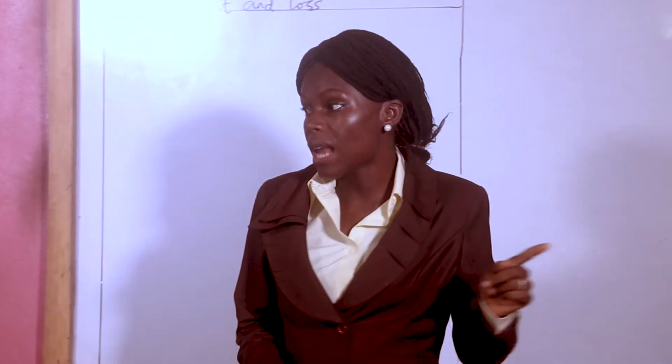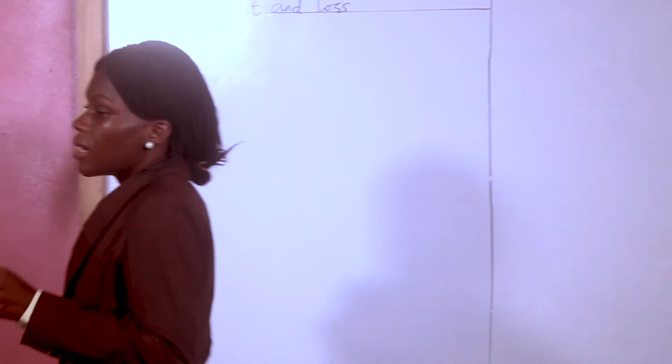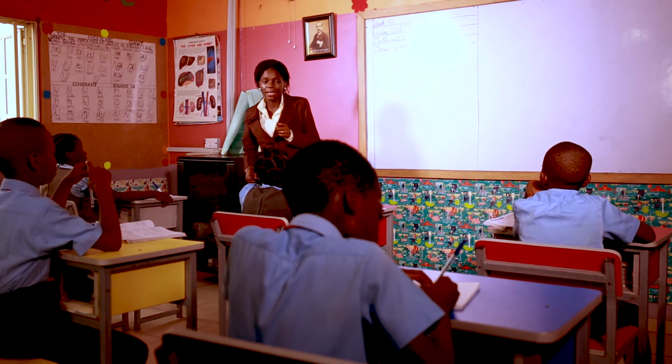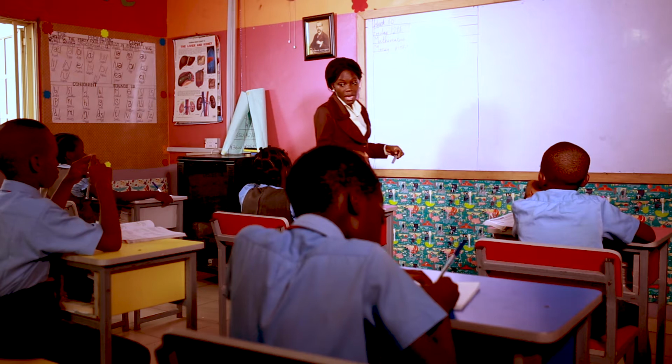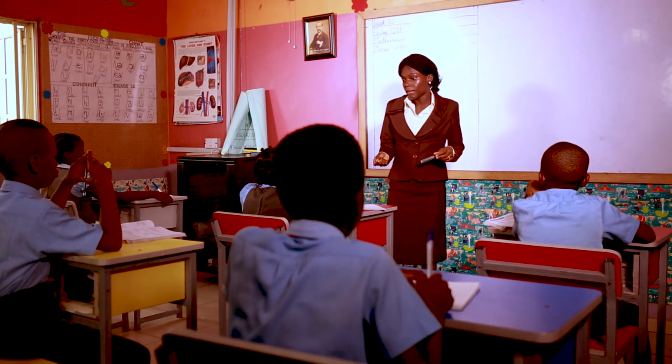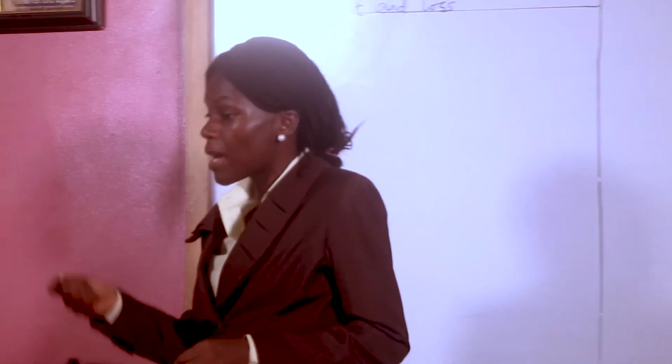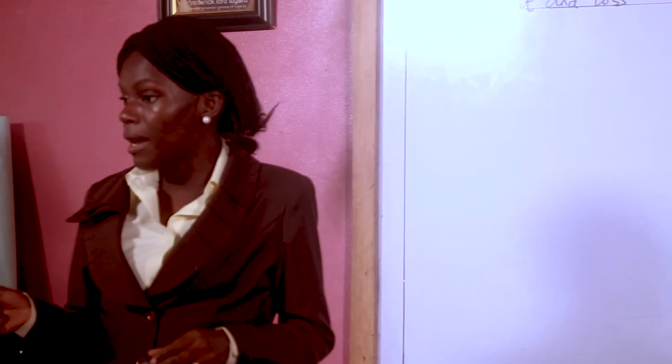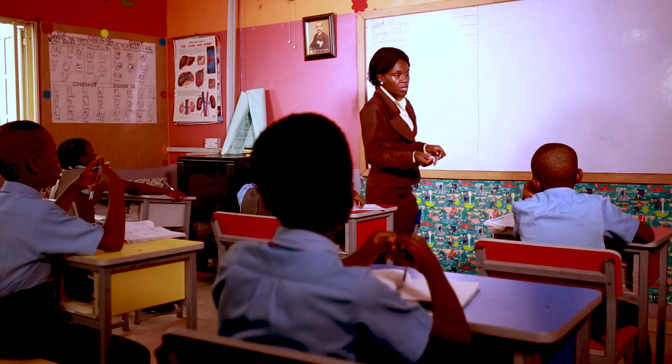The first thing we'll be looking at is the cost price. What do I call it? Cost price. That is the amount of money you pay when you buy an item. Like the shoe I bought, I paid 2,000 naira. So that 2,000 naira is my cost price.